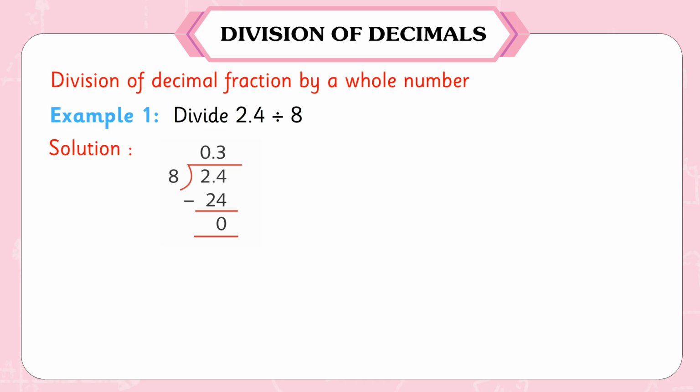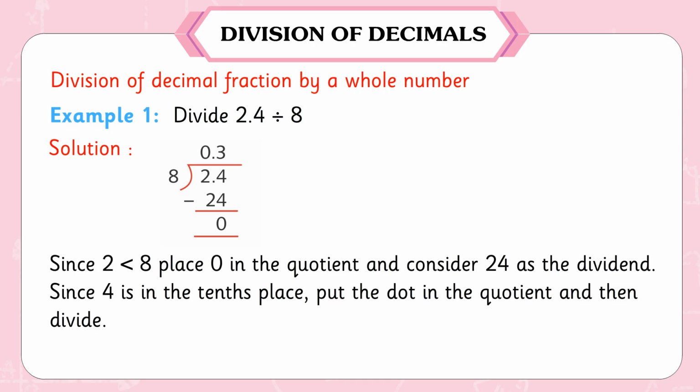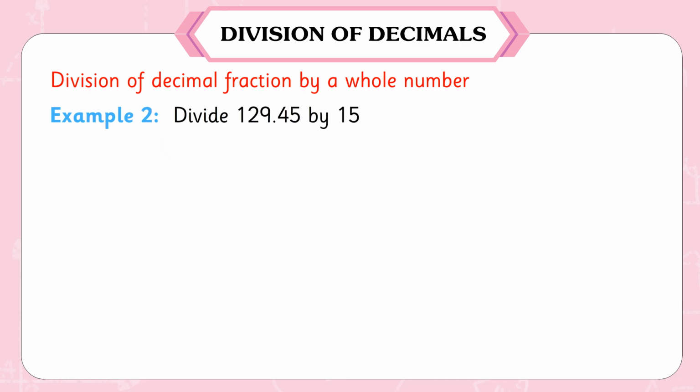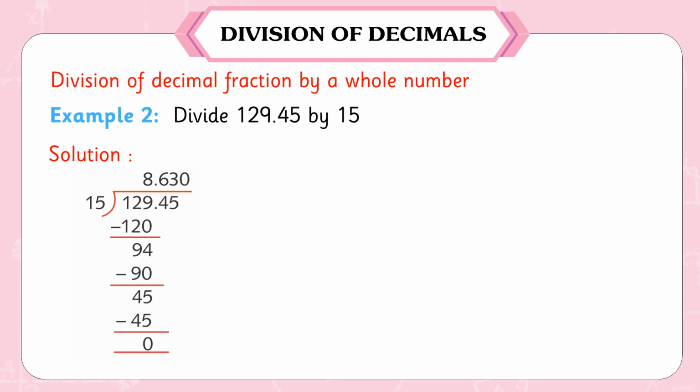Minus 24, 0. Since 2 is less than 8, place 0 in the quotient and consider 24 as the dividend. Since 4 is in the 10th place, put the dot in the quotient and then divide. Answer. Quotient is equal to 0.3. Example 2. Divide 129.45 by 15. Solution. 129.45 divided by 15.